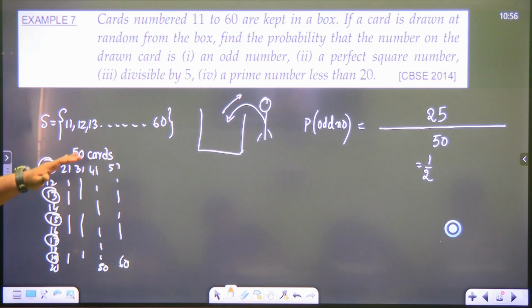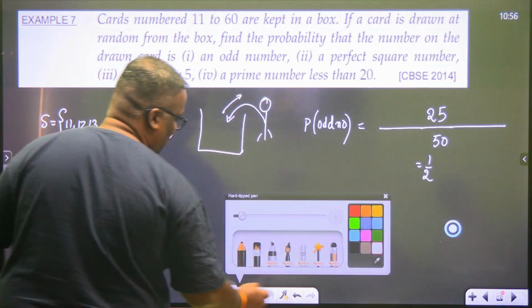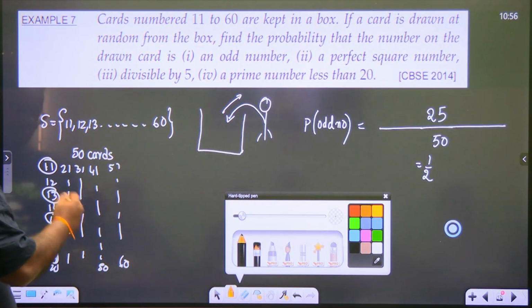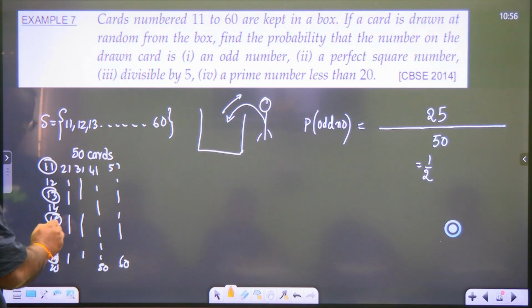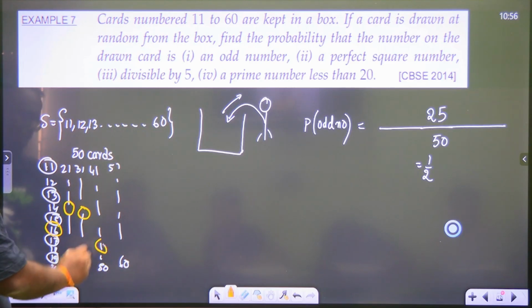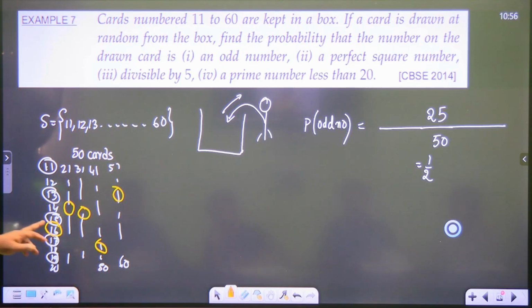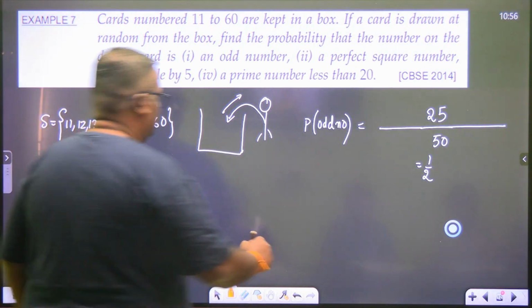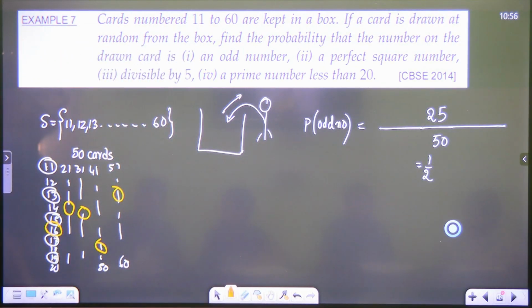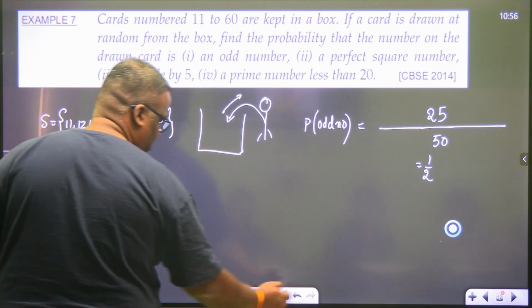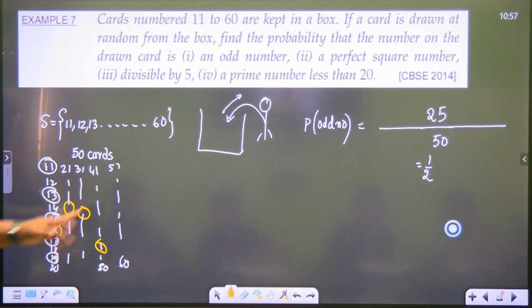Okay. Next, a perfect square. What is a perfect square? Whose square root is a whole number. So let's look at the perfect squares now. I think 16 is a perfect square, 4 square. Then comes 5 square, then 6 square, then 7 square, then 8 square. Why? 64 can't come. So 1, 2, 3, 4.